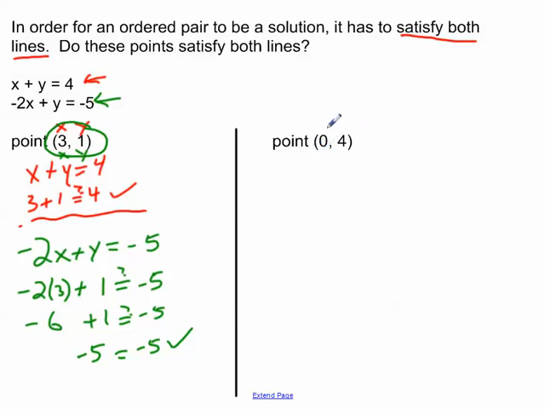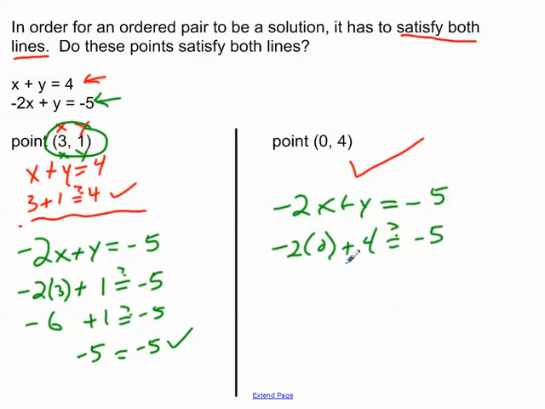Is it on the red line? x plus y equals 4, 0 plus 4 equals 4? Yeah, sure enough, it checks out with the red line. With the green line, does it match? Is it on that line? Negative 2x plus y equals negative 5 is what we start with. And then we substitute in for x: negative 2 times 0, plus y, which is 4, equals, with a question mark, negative 5. 2 times 0 is 0, so what's left is 4. 4 equals, with a question mark, negative 5. No, this is not a solution. (0, 4) is not a solution to the red and green system of equations.